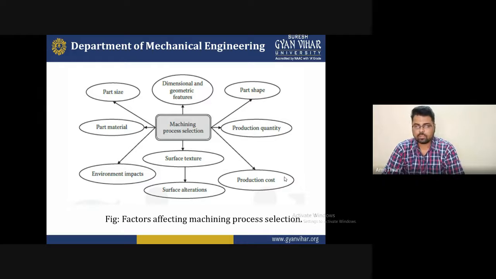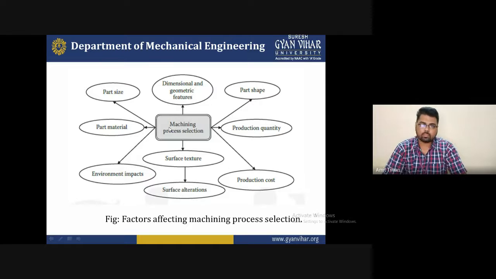Now the figure shows the factors affecting the machining process selection. What factors affect the machining process selection? In deciding this, the respective features are as follows. It starts with the part size. What type of part size will you be developing? First of all, the aim must be clear.